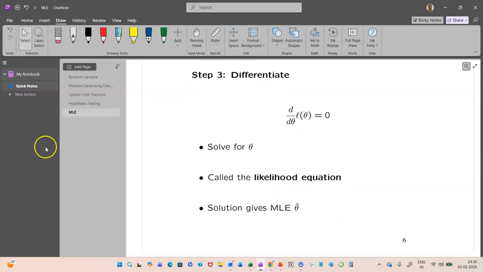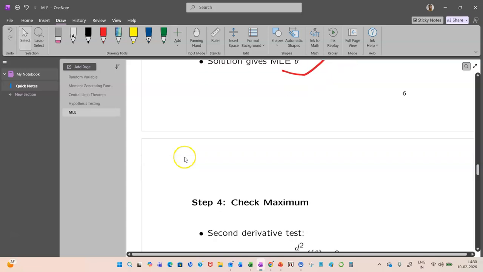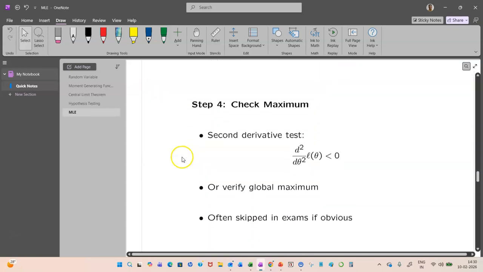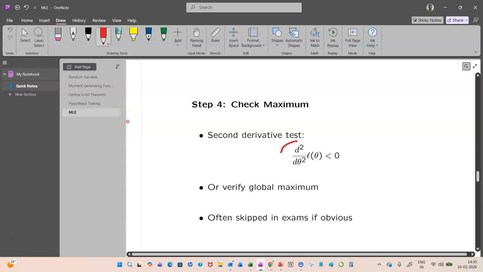So we differentiate small l(theta) with respect to theta, take the derivative and equate it to 0, then solve for theta. This is called the likelihood equation, and we solve to get the MLE. So that's the easiest process to find the maximizer. To find whether it's a maximum point or a minimum point, we need to take the second derivative, d2/dtheta2 of l(theta).